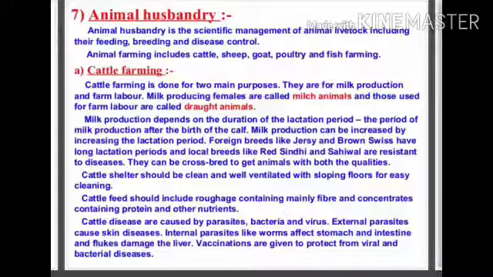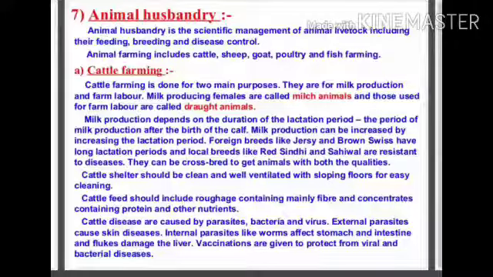Cattle shelters should be clean and well ventilated with sloping floors for easy cleaning. Cattle diseases are also caused by parasites, bacteria, and viruses. External parasites cause skin diseases, and foot and mouth disease is common in the animals. Vaccinations are given to protect them from viral and bacterial diseases.